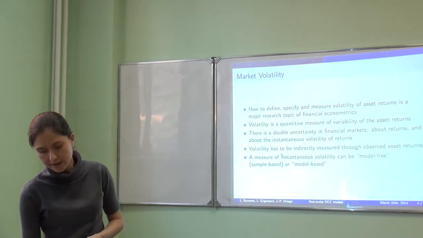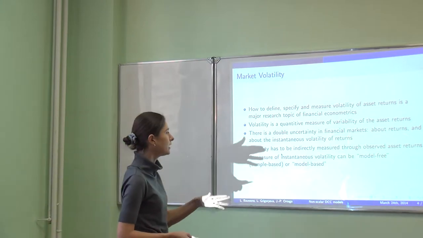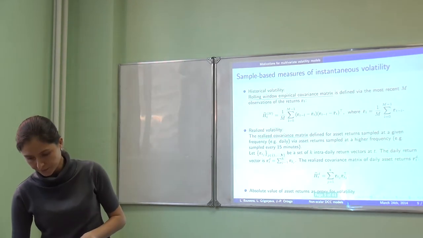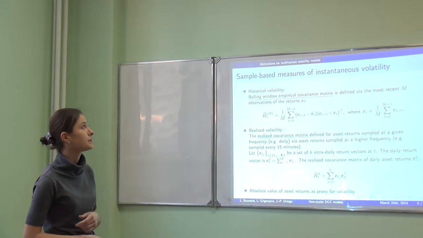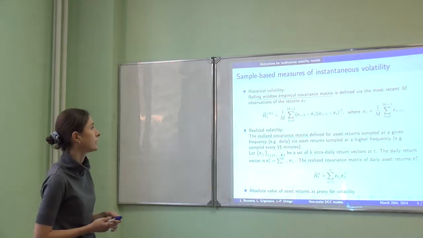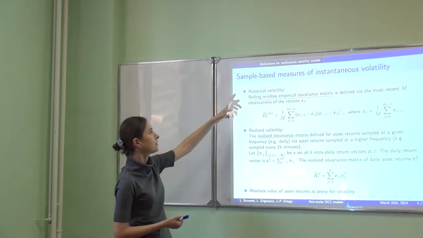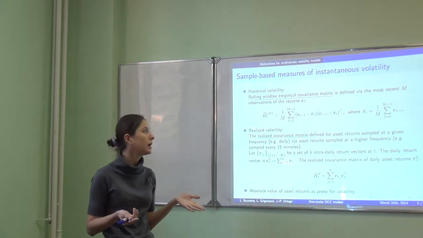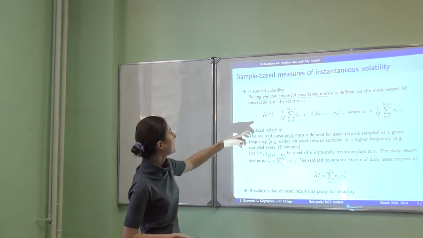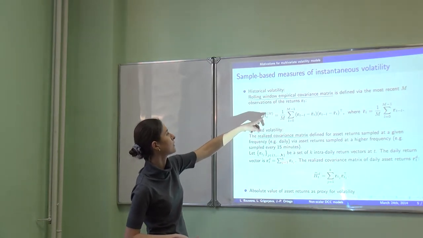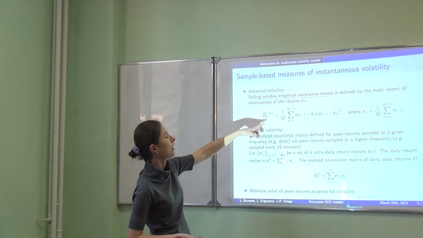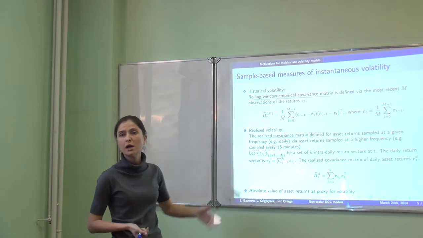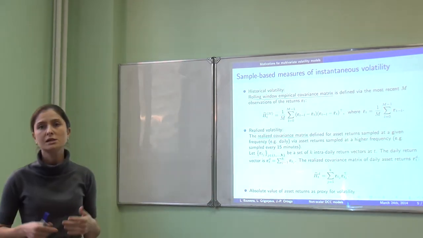So, what can be such a measure? The measure can be model-free or model-based. So we can work with sample-based measures and also model-based ones. What are the main sample-based measures of instantaneous volatility that one can use? One is the so-called historical volatility. How is it done? We choose some rolling window of length, let's say, capital M, and we use the covariance matrix H_t, here with a subscript M because this is the rolling window M, and we just take the sample estimate for such a covariance matrix. This is what we use as the proxy for our squared volatility, so to say.